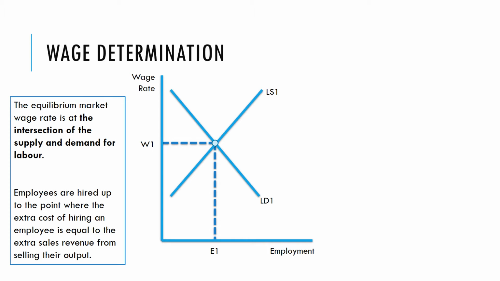So far we have looked at the demand for labour, the labour demand curve, and the supply of labour, the labour supply curve. And what we can see here is that the market equilibrium wage rate is where the supply and demand for labour intersect. So at this wage rate here of W1, the amount of demand for labour and the amount of supply for labour are exactly the same, this number of workers. So we have a stable equilibrium wage rate at W1.